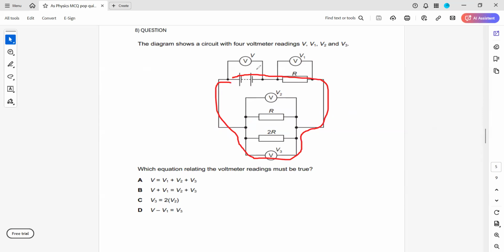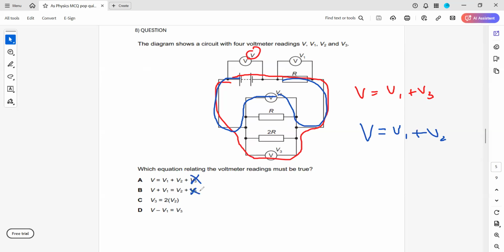So if I take this as a loop, the red one, the total EMF V is equal to V1 plus V3. Or if I take this as a loop, the total EMF V is equal to V1 plus V2. That is how the voltage should be. So this is wrong, and this is also wrong, because V2 and V3 cannot be in the same loop. As you can see, they are in different loops.